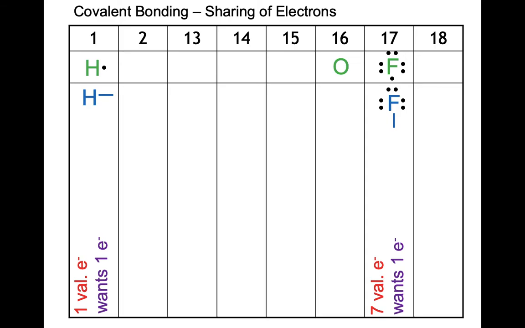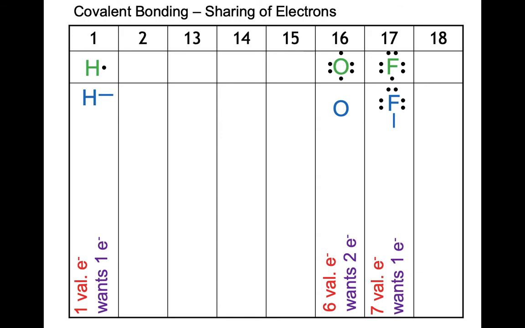Group 16. 6 valence electrons. Let's show oxygen's Lewis dot notation. Notice oxygen has 2 pairs and then 2 electrons that are not paired. Those become the bonded electrons. The ones that are paired stay as pairs. So oxygen wants 2 more. It has 2 that are not paired up. Those 2 are going to be the ones that bond.